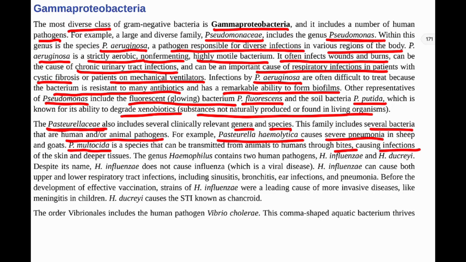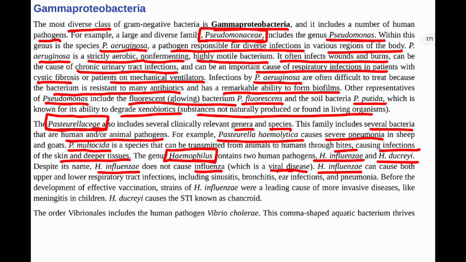Then we also have our genus Haemophilus. So Pasteurellaceae up here, Pseudomonadaceae, and now we're talking about Haemophilus. It contains two human pathogens, H. influenzae and H. ducreyi. H. influenzae does not actually cause influenza, which is a viral disease that causes flu. H. influenzae can cause both upper and lower respiratory tract infections, including sinusitis, bronchitis, ear infections, and pneumonia.